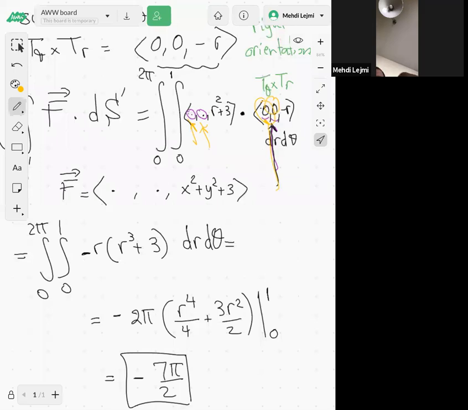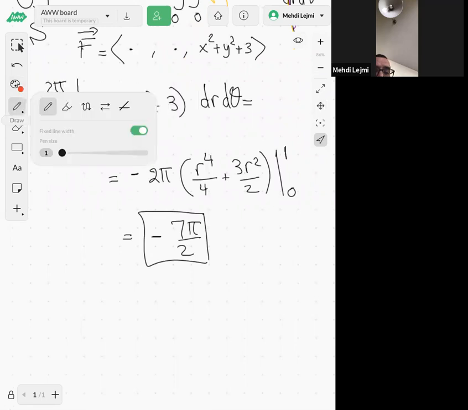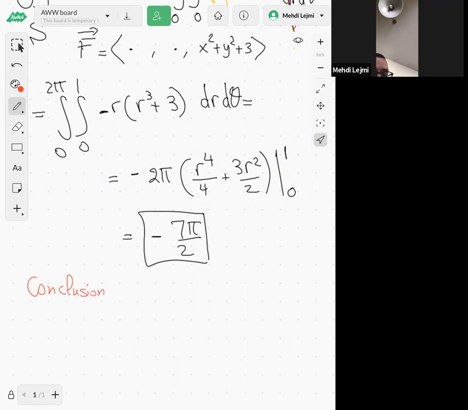So the conclusion is that my very hard integral is actually equal to -7 pi over 2. So the flux of F across the original surface S, which was this paraboloid graph of this exponential of 1 minus x squared minus y squared, is equal to -7 pi over 2.